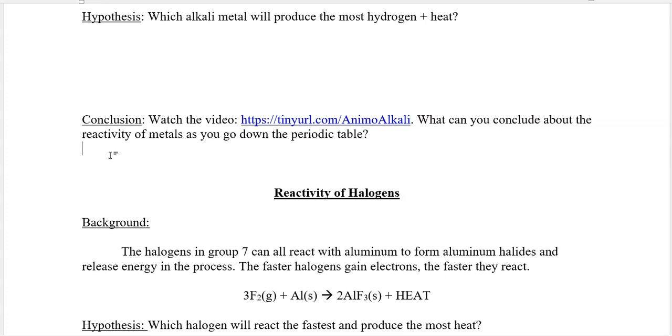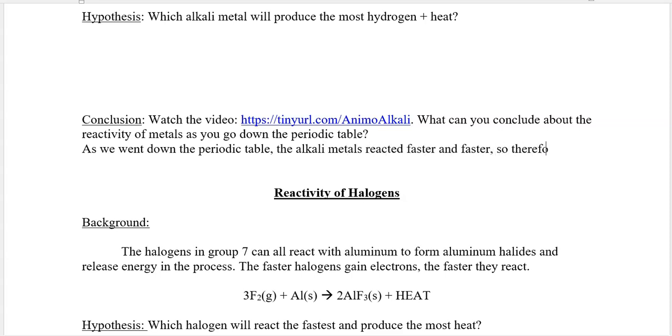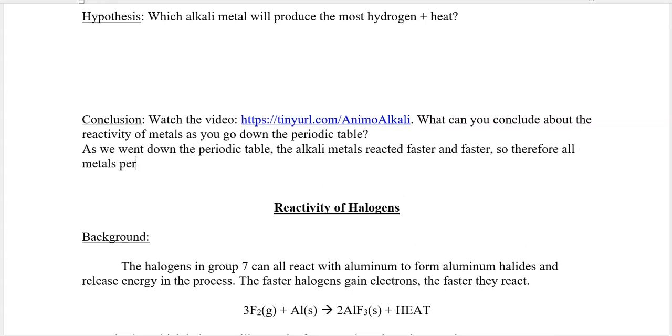Alright, so they only got to cesium, but that was interesting. So the cesium just straight up exploded, right? It started off with lithium just kind of bubbling, and then at the end, cesium just shatters the whole glass. So it definitely seems like as we went down the periodic table, the alkali metals reacted faster and faster. So therefore, all metals perhaps react faster as you go down.